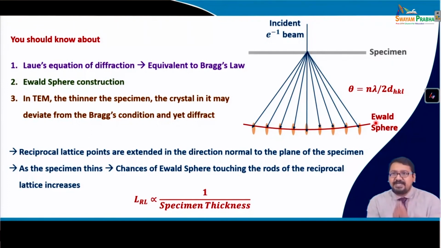So, as the specimen gets thin, the chances that the Ewald sphere touches these reciprocal lattice poles, which are now looking like long rods, increase, and therefore it gives the diffraction in a thin specimen in a more proper manner. So, you see the LR is the length of those rods or the lengthened reciprocal lattice spots. The elongation, which is perpendicular to the plane of the specimen or along the electron beam, is basically inversely proportional to the specimen thickness.